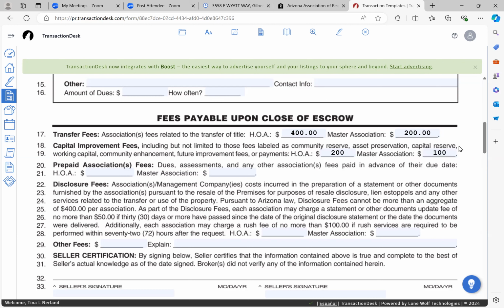100, for example. So the example I wanted to give is regarding this. I had a seller fill this out. They put capital improvement fees to be $721. Well, come to find out that it was actually a community enhancement fee, and it was actually not $721. It was $2,400. And the buyer's agent was given the documents from the HOA.